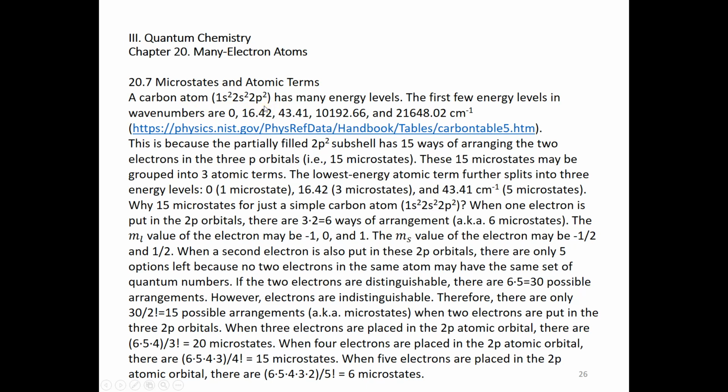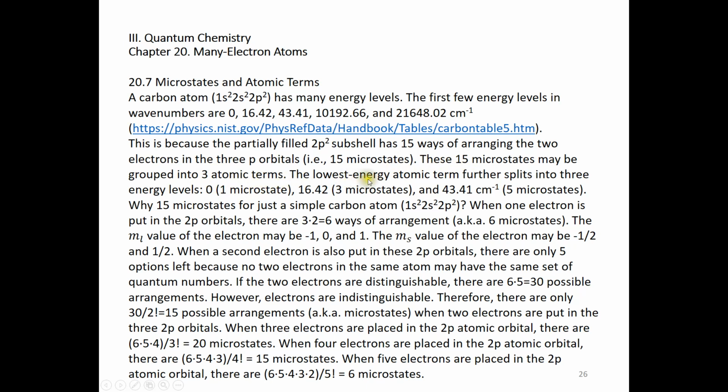The 2p orbitals can accommodate up to 6 electrons. But over here we have only 2 electrons. When you put 2 electrons into the 3 2p orbitals, there are 15 ways of arrangements. They are called microstates. These 15 microstates may be grouped into 3 atomic terms.